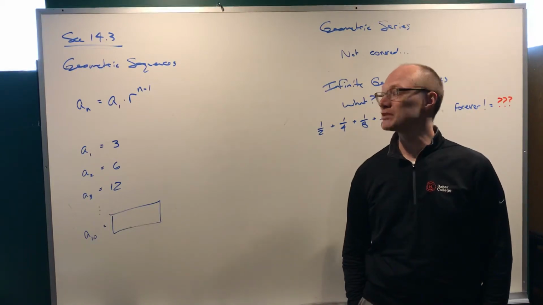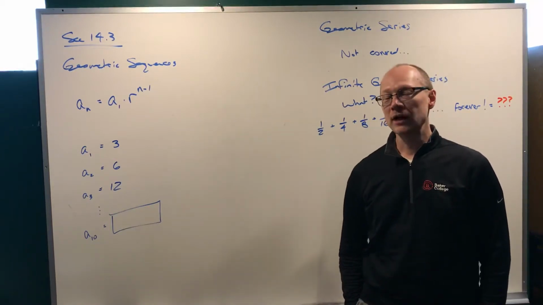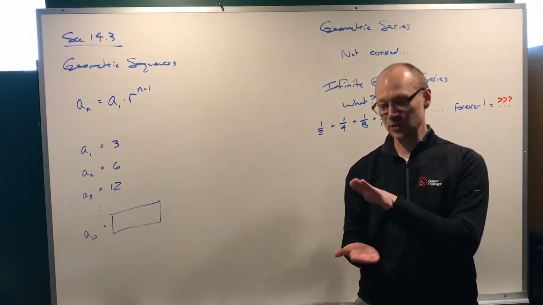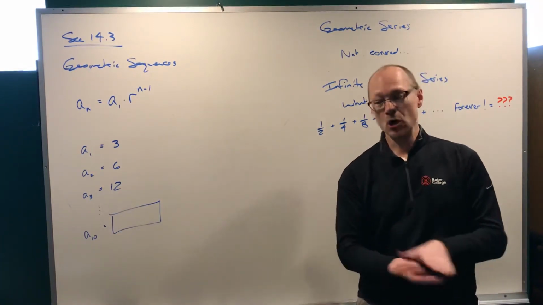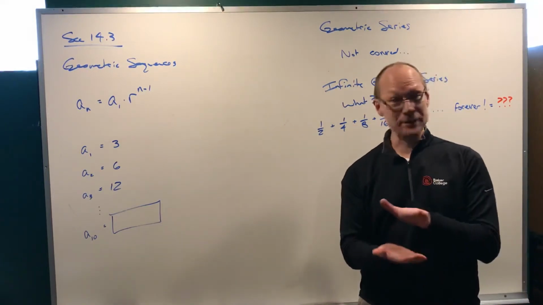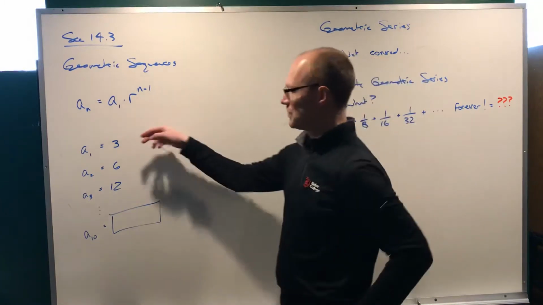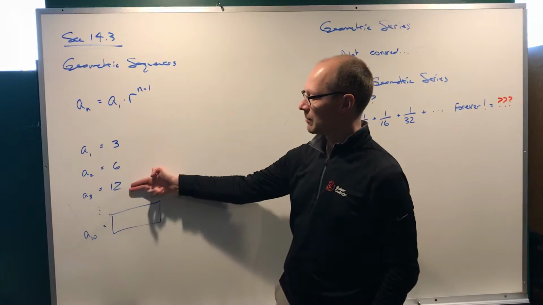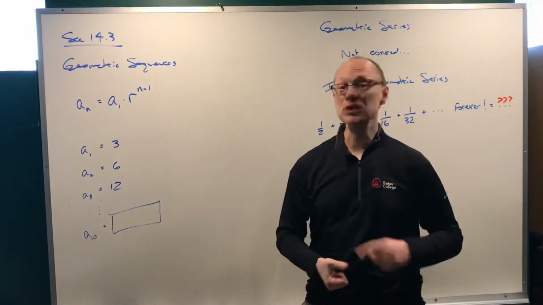This is geometric sequences and series. And this idea, as opposed to the arithmetic sequence where you add the same amount each time or subtract the same amount each time, here we are multiplying by the same amount each time. For example, this first term is 3, our next term is 6, our next term is 12. What are we doing each time? Well, we're doubling each time.